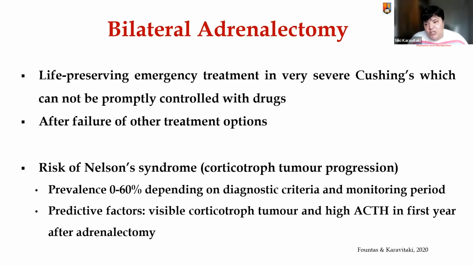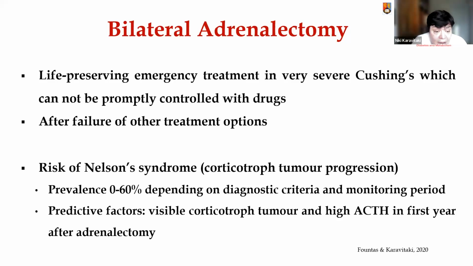And the final management option is bilateral adrenalectomy. It can be used as a life-preserving emergency treatment in very severe Cushing's, which cannot be quickly controlled with drugs, or after failure of other treatment options. And we have all heard about the risk of Nelson syndrome, so expansion or progression, as it is called nowadays, of the corticotroph tumor. The prevalence rates in the literature depend on the diagnostic criteria and how long the patient has been monitored for. It ranges between 0 to 60%.